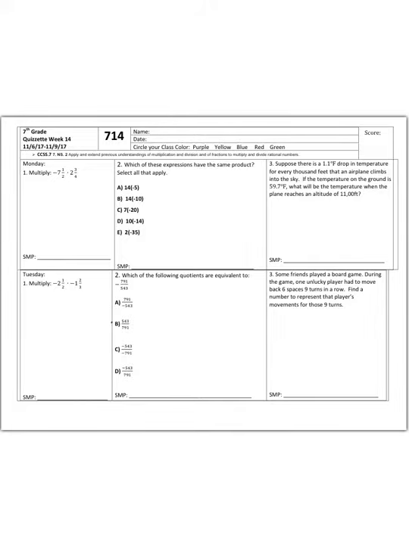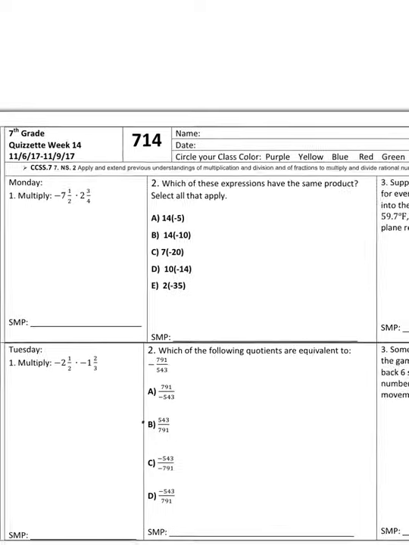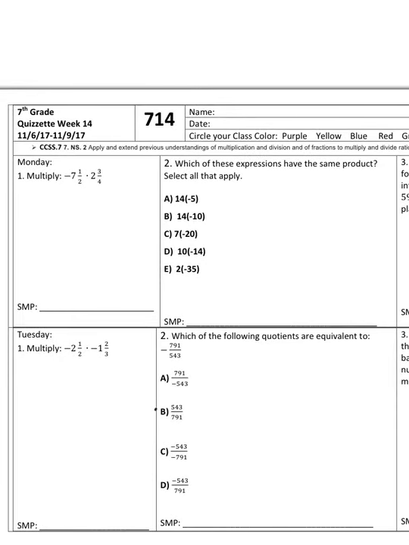Today we're going to be watching a video on Quizzette 714. Please make sure that you write your last name, comma, first name on your Quizzette. Please make sure you write the date. Today is November 6th, 2017. Today I'm going to say I'm in purple class.